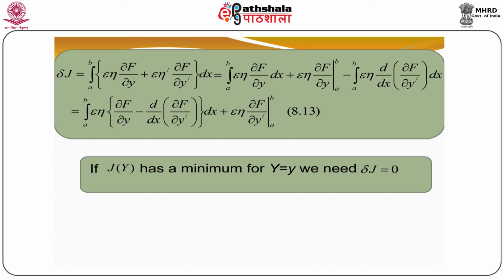If at capital Y equal to small y, J function of capital Y has a minimum, we must have variation of J equal to 0. This is the condition for extremum. There are 4 possible cases in which this can happen. How? Let us find.